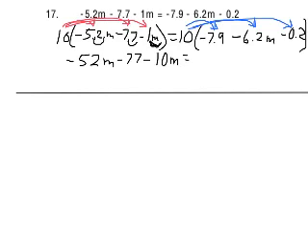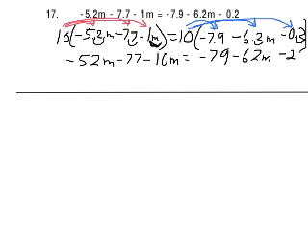Okay, on this side, 10 times the negative 7.9 would be a negative 79. 10 times the negative 6.2, move it one place, we get a negative 62m. 10 times 0.2, we'll just move the decimal point one place, so we get a negative 2.